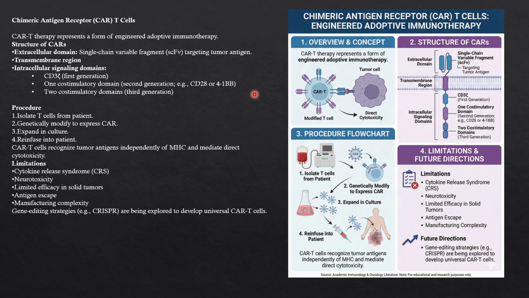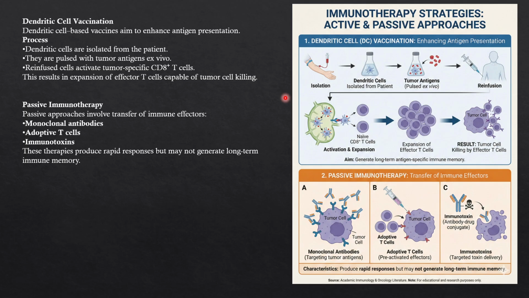They follow a different procedure and flowchart, where the isolation of the T cells from the patients is done, followed by genetic modification to express the chimeric antigen receptors. Then they expand in the culture and are reinfused into the patients. It has certain limitations as well as some future directions.